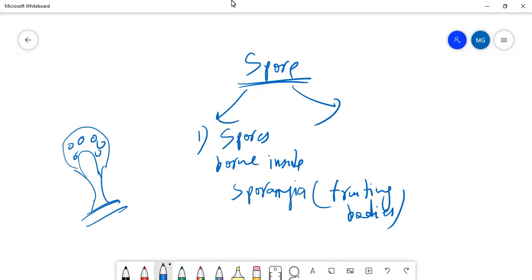So when spores are born inside this sporangia, this is one method, and we call them as what? We call such spores as sporangiospores. क्या कहते हैं? Spores born inside sporangia, we will call them as sporangiospores.